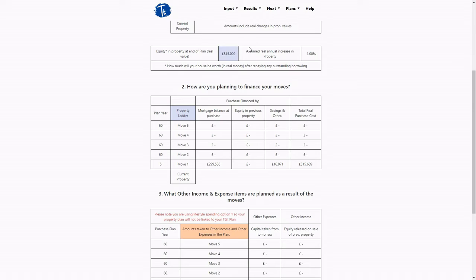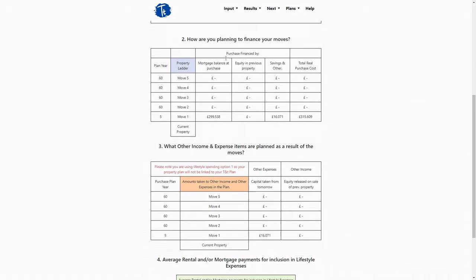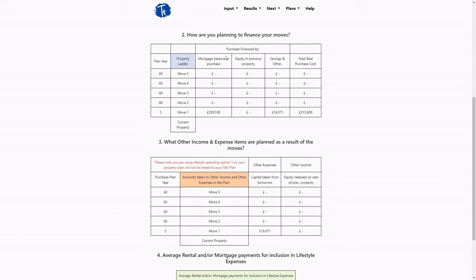Also shown here is the equity you plan to have in any property you own at the end of your plan. This equity is held apart from your other assets that are shown in graph 3 and is kept as either insurance against significant later life costs such as long-term care or as an amount you can leave as an inheritance. Table 3 shows the amounts that will be linked into your T&T plan provided that you are using the detailed option 2 in the planned lifestyle tool.